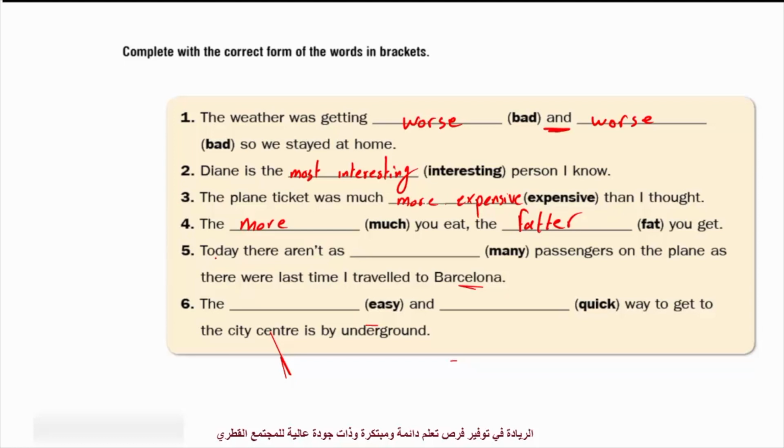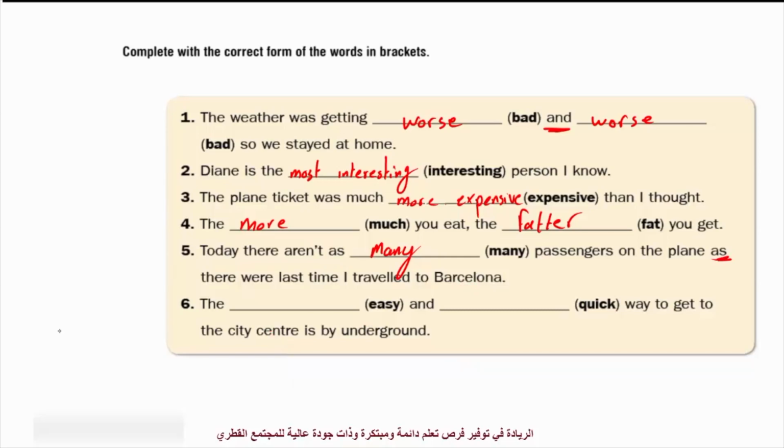5. Today there weren't as many passengers on the plane as there were last time I traveled to Barcelona. Now the speaker is trying to compare between two times: the most recent time he's traveling and the previous time he traveled. We noticed that we have as, and the adverb is located between both of them. That's why we don't need to change it at all. Today there weren't as many passengers on the plane as there were last time I traveled to Barcelona.